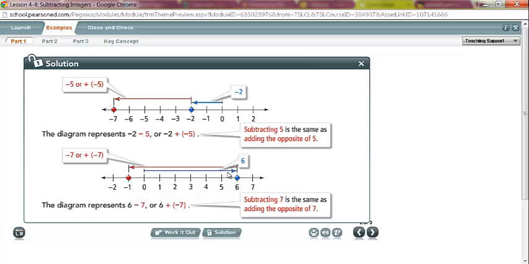On this one, hopefully you saw you were at 0, and you moved to 6, which is positive. From 6, we went back 7 spaces, so that would be a negative 7. So we can write this as 6 minus 7, or we could write this as 6 plus a negative 7. Either way, we're going to get a negative 1.